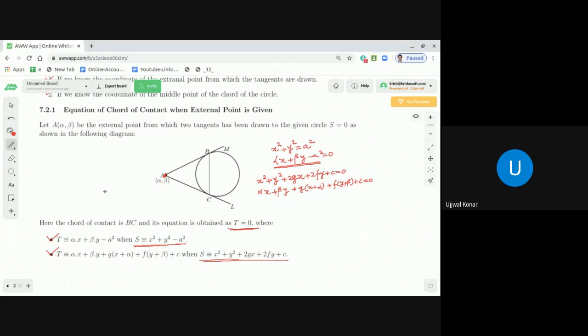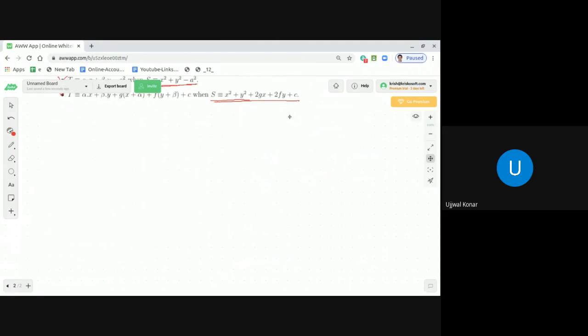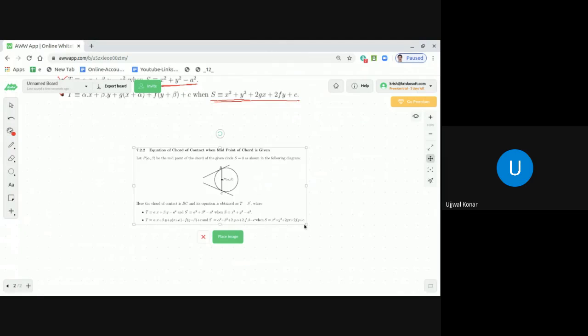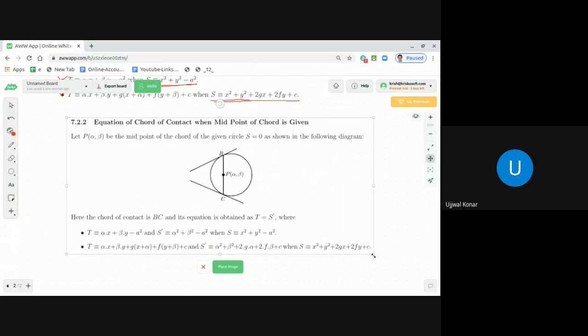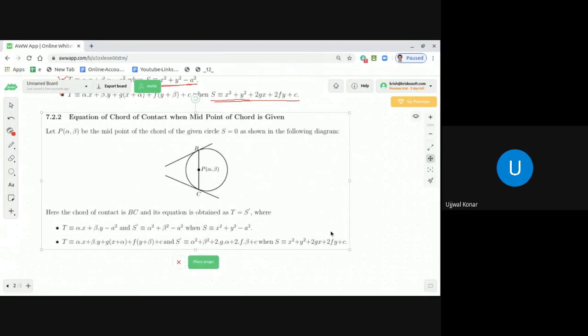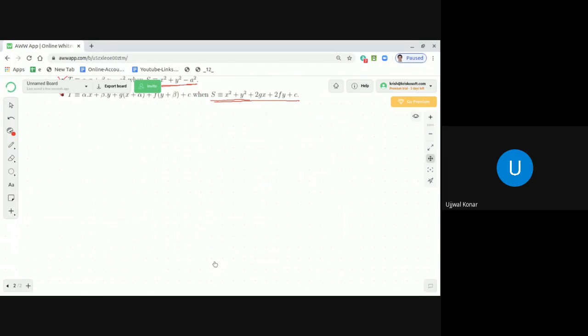So, the equation of the chord of contact when the external point is given. Now, dear students, what we are going to discuss is the equation of the chord of contact when the midpoint of the chord is given. So let me first visualize this problem, followed by the equation of that chord of contact. Not exactly derivation, because in this context derivation is not that important. You can do it on your own using the fundamental concepts. But what is very important is to memorize the equation of the chord of contact.